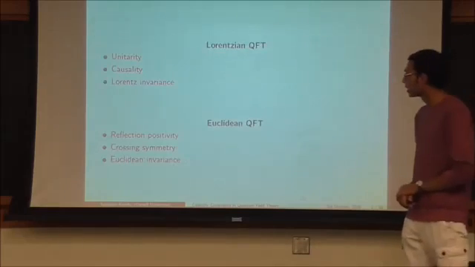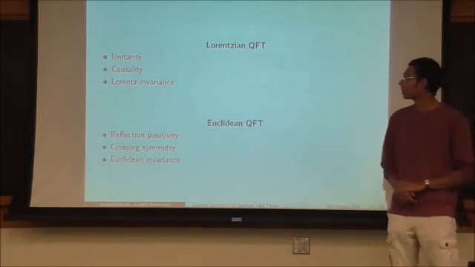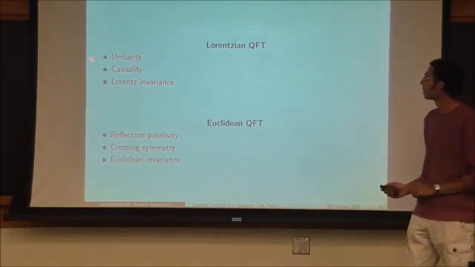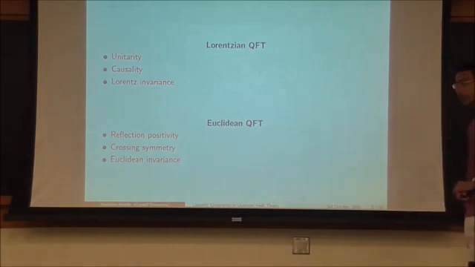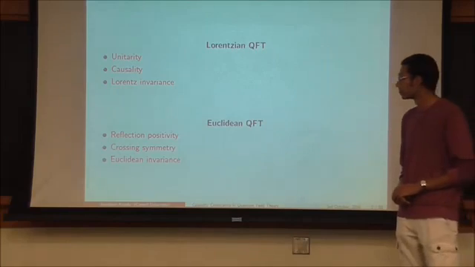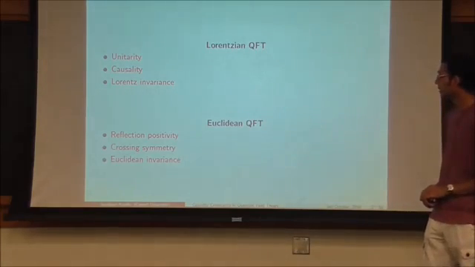Okay. So in the life of a quantum field theorist, there are certain things which are sacred. For example, if you are working with a Lorentzian QFT, it had better be unitary, causal, and Lorentz invariant. Similarly, in Euclidean space, if you're working in Euclidean QFT, it should be reflection positive, crossing symmetric, and Euclidean invariant. And from the title of the talk, you probably guessed that the talk will be about causality and how that's related to these three conditions in Euclidean QFT.